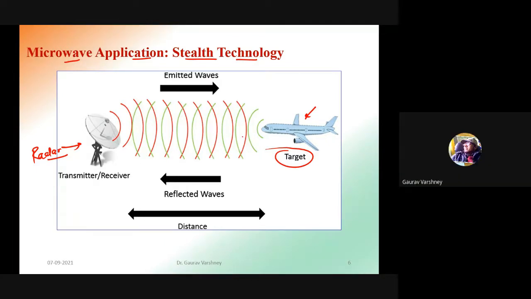If this aircraft is moving in the direction of the radar, what will happen? The radar, using the transmitter section, transmits some signal, the red color signal. That electromagnetic signal interacts with the outer surface of this aircraft, and some echoes are generated, the green color signal. These are called echo signals, and they return back towards the radar.